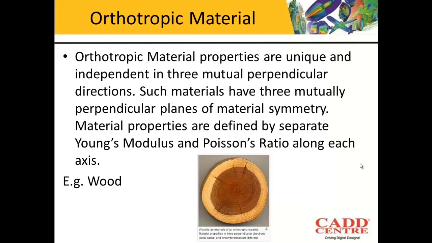The next is orthotropic material. These materials are those whose properties are unique and independent in three mutually perpendicular directions. These materials have three mutually perpendicular planes of symmetry. So the material properties are defined by different values of Young's modulus and Poisson's ratio in each of the axes. The best example that can be given for an orthotropic material is wood.